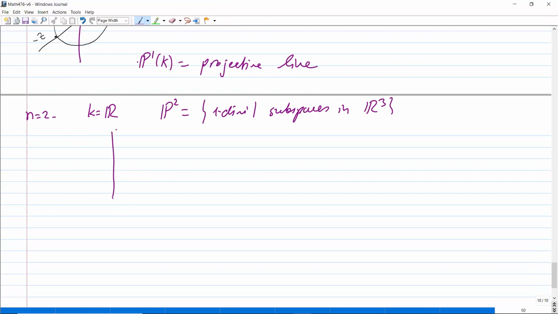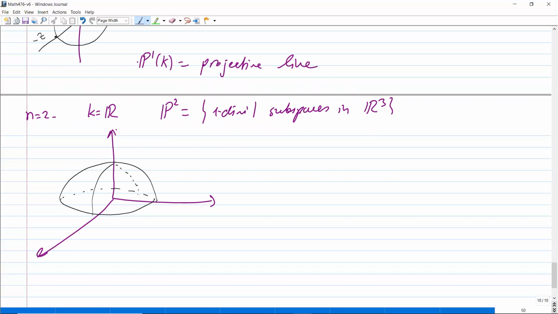In this case, just as above, if you consider this upper half of the sphere, each line, one-dimensional subspace of this R3, will determine a point on the circle. For example, if you take this line, it will determine that point. If you take this line, it will determine that point in the circle. So any line which does not lie in the XY plane represents a unique point in this upper half circle.